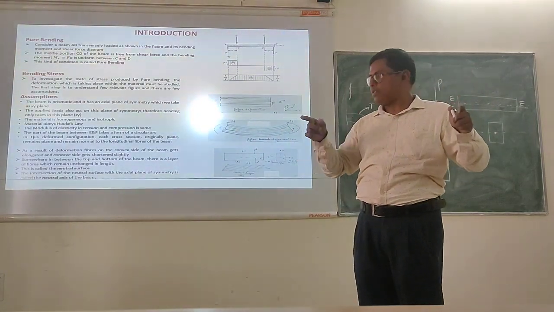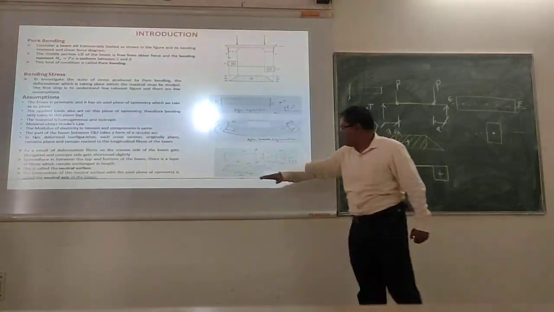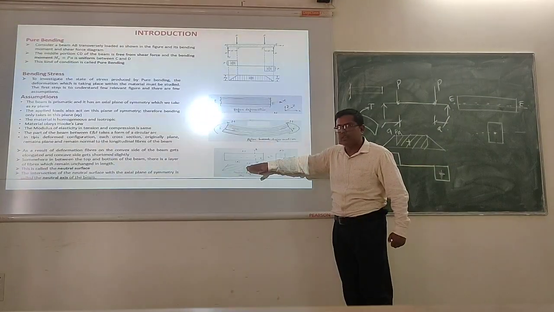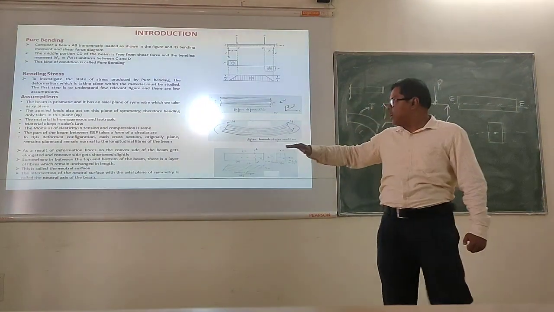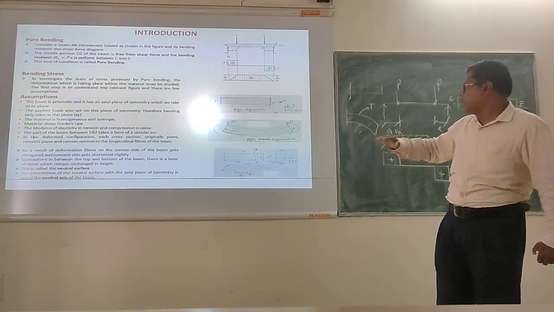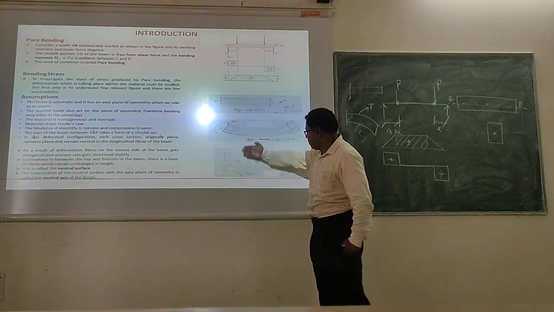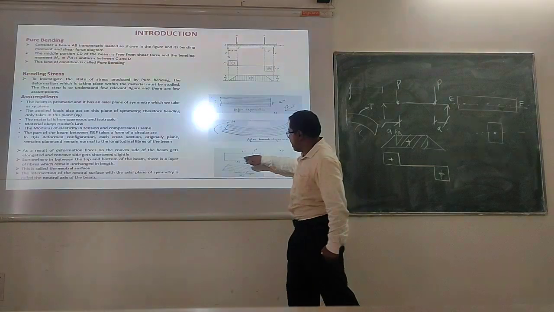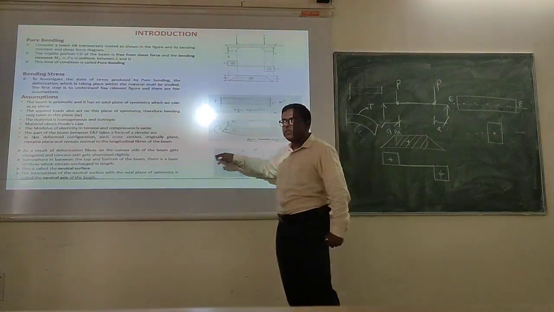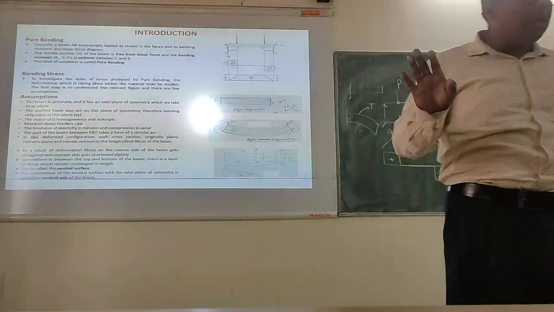Neutral surface. And the intersection of the neutral surface. So this is your surface, right? This is your surface. Okay? And the intersection of the neutral surface with the axial plane of symmetry is called the neutral axis. So you have this neutral surface, you have this plane. So this axis will be termed as what? Neutral axis. Okay? Is it clear?